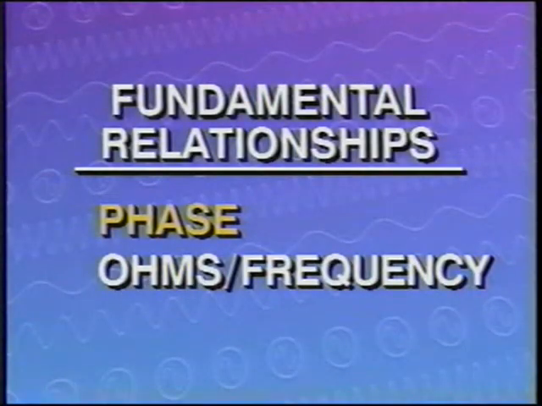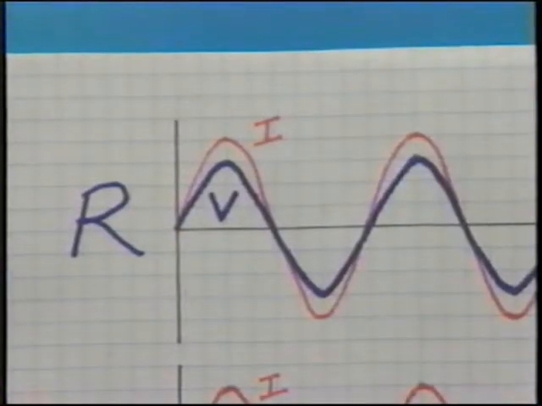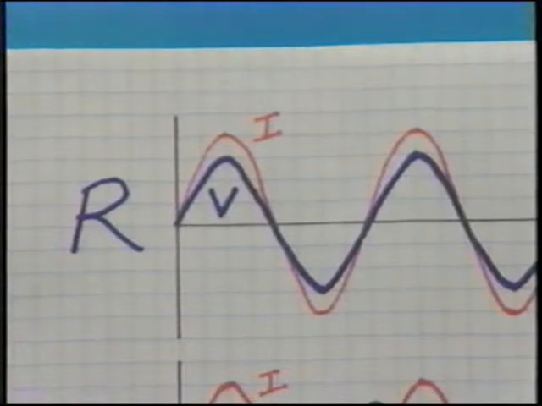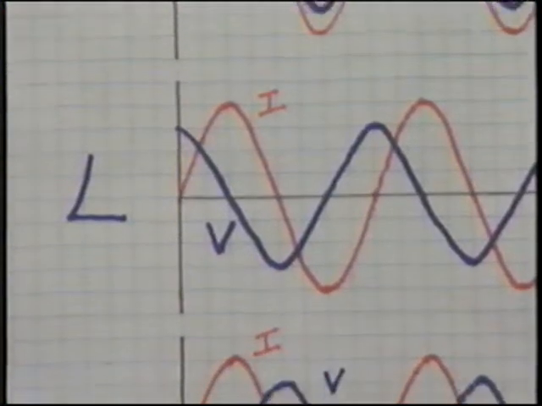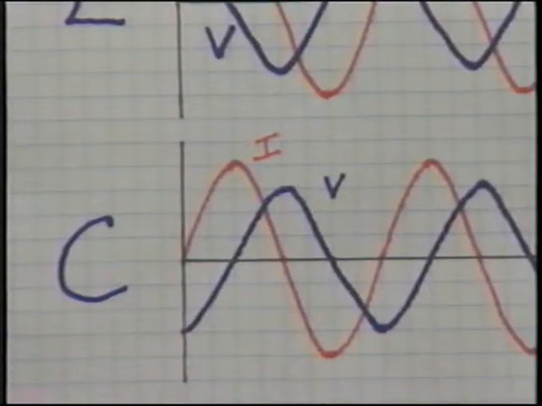Let's review the phase relationships on graph paper. Recall that the voltage across a resistor is in phase with the current in the resistor. But remember that the inductive voltage leads the inductive current by 90 degrees, and the capacitive voltage lags the capacitive current by 90 degrees.